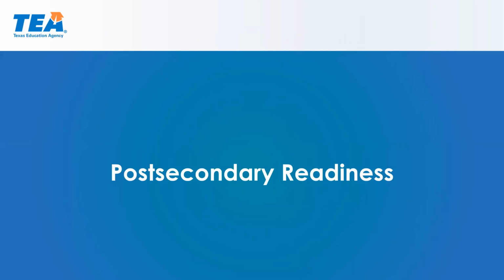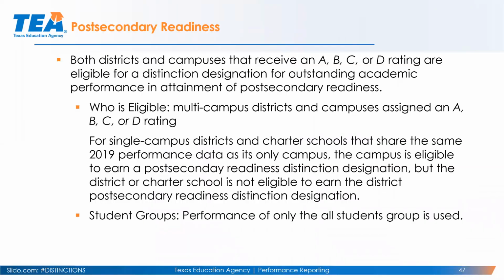Lastly, we have post-secondary readiness. This distinction is awarded for both districts and campuses that receive an A, B, C, or D rating and are eligible for this distinction designation for academic performance in post-secondary readiness. So multi-campus districts and campuses assigned an A, B, C, or D rating are eligible.